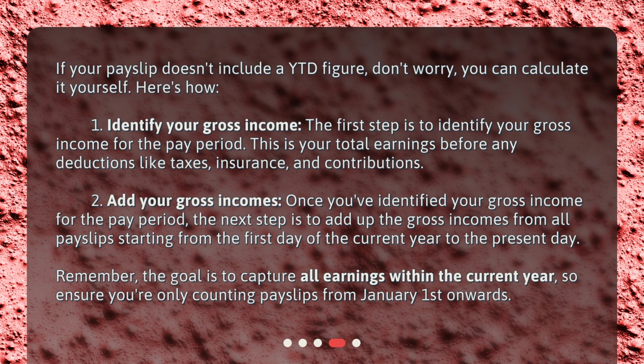2. Add your gross incomes. Once you've identified your gross income for the pay period, the next step is to add up the gross incomes from all payslips starting from the first day of the current year to the present day. Remember, the goal is to capture all earnings within the current year, so ensure you're only counting payslips from January 1st onwards.